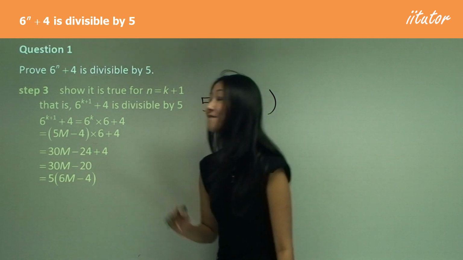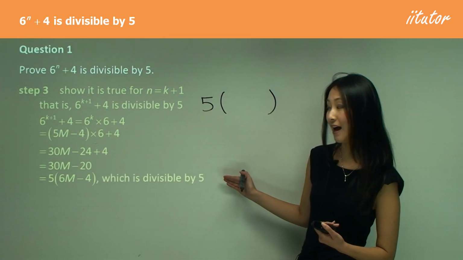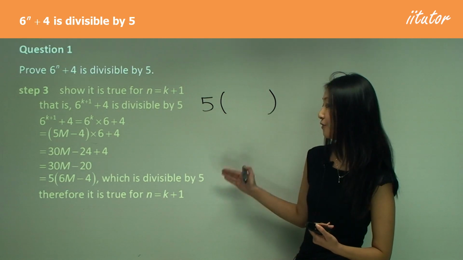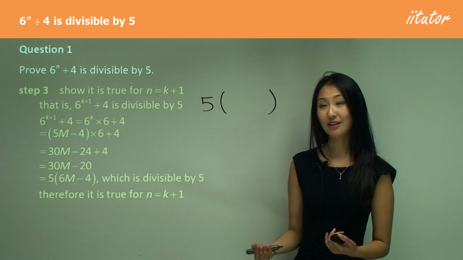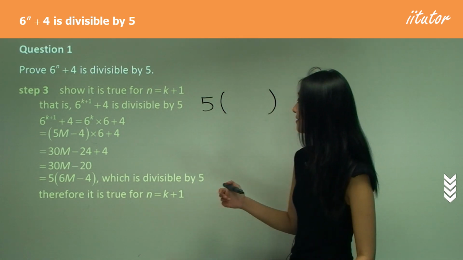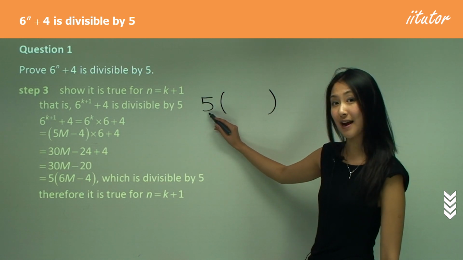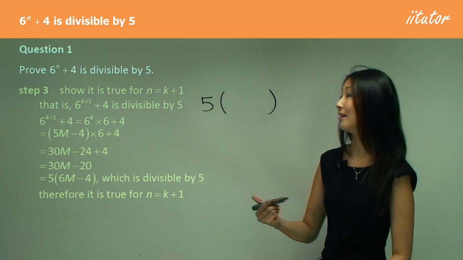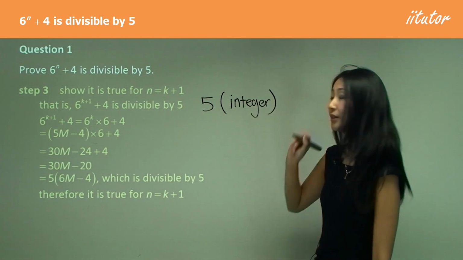So you can see that I factorized out 5. So we can say that this is divisible by 5. Therefore, it is true for n equals k plus 1. Now, before we go on to the conclusion, I want to make a point here. Can you see that to show something's divisible by 5, I have to be able to factorize out 5? But the other thing is, what's in the bracket must be an integer, right?